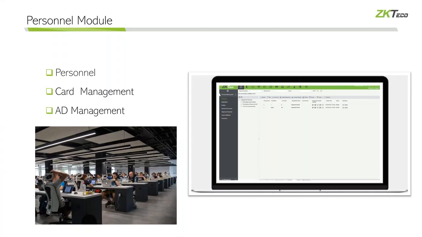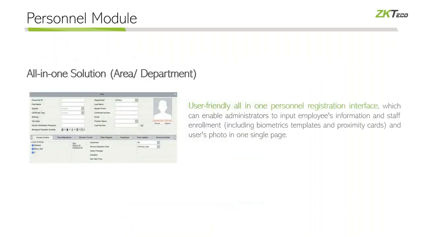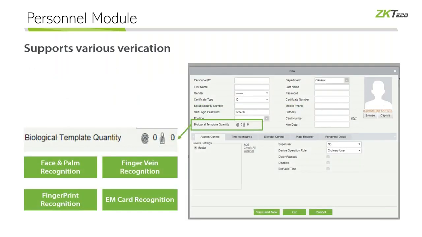Here is an overview of what we have in the personnel module, with different options. It explains that it's the first module that we need to set up in order to use the system. It's a friendly solution with all the settings in the same area, in which we will register the employee. Don't worry, you will have access to this presentation. Also, here we have the amount of templates that we have registered in the system.